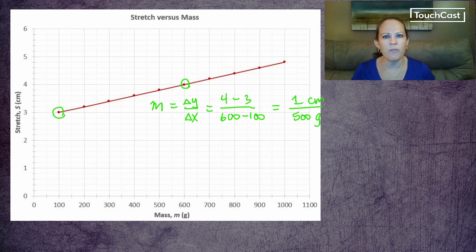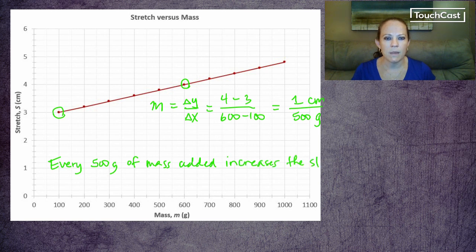So let's interpret this. Every 500 grams of mass added, we could say, increases the stretch of the spring by 1 centimeter. So before I go talk about the decimal version, let's interpret this for a moment.